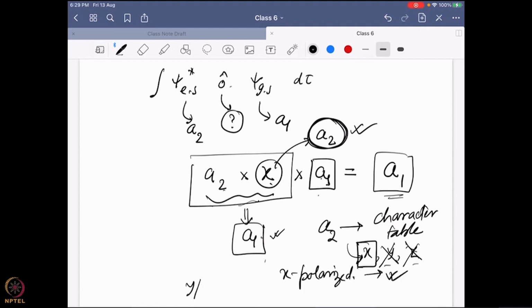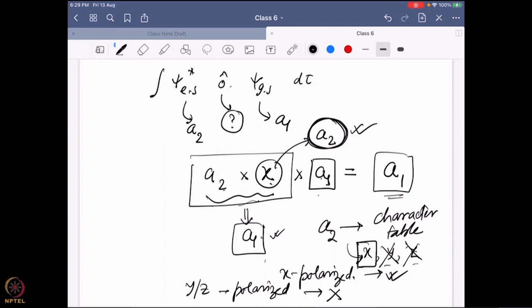If you give Y or Z polarized light, you will not see any transition for optical absorption. It's not possible. So it is completely controlled by the symmetry of the molecule, that is the molecular structure, and the mathematics is helping us to get which particular axis is going to show me that. So from there, we can find out whether it is X, Y, or Z allowed or not.